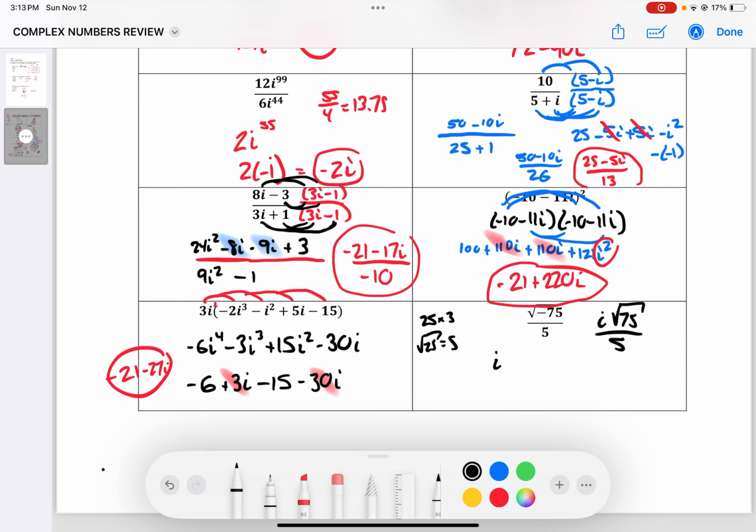So we will have i, root 25, root 3, over 5. The square root of 25 is, as you can imagine, 5. So we'll get 5i, root 3, over 5. And would you look at that? We are multiplying by 5 and we're dividing by 5. So those will cancel out and we will just be left with i root 3. And we are all done.